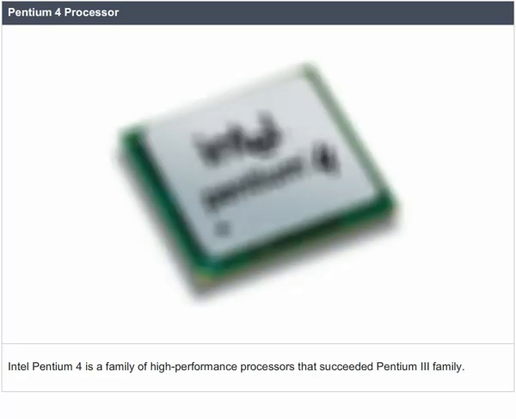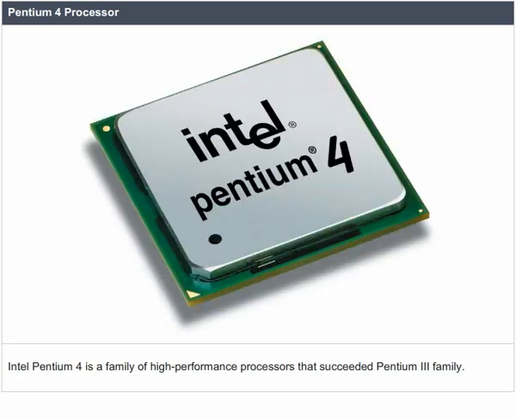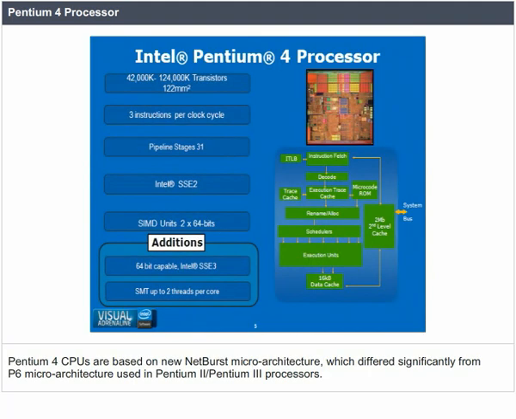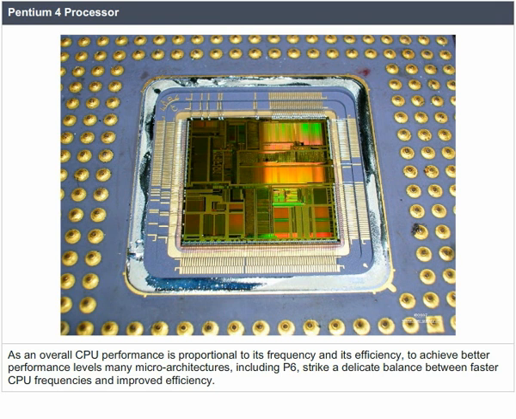Pentium 4 processor. Intel Pentium 4 is a family of high-performance processors that succeeded the Pentium 3 family. Pentium 4 CPUs are based on the new NetBurst microarchitecture, which differed significantly from the P6 microarchitecture used in Pentium 2 and Pentium 3 processors. As overall CPU performance is proportional to its frequency and its efficiency, to achieve better performance levels, many microarchitectures, including P6, strike a delicate balance between faster CPU frequencies and improved efficiency.